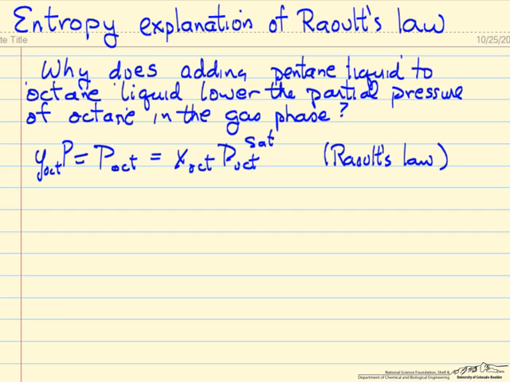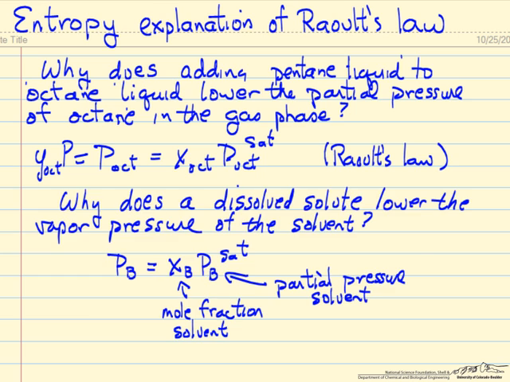Let's look at a simplified system that'll make it easier to explain this. The simplified system is just a dissolved solute. You know that when we add, for example, a salt to water, we lower the vapor pressure of the solvent. So the partial pressure of the solvent is the mole fraction of the solvent times the saturation pressure of the solvent. By adding a solid solute, which in this case we'll consider to have no vapor pressure, we're lowering the mole fraction of the solvent, and therefore we're lowering the pressure in the gas phase.